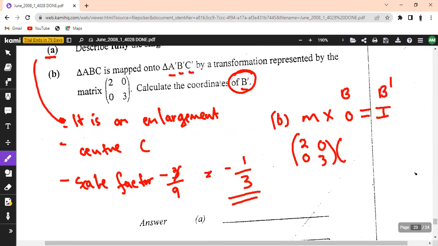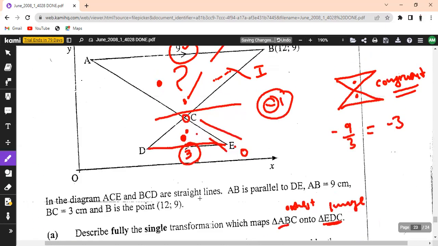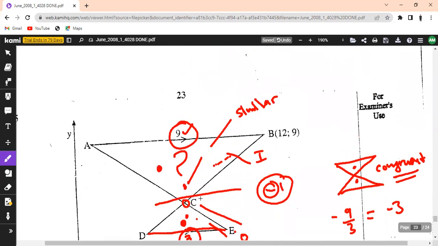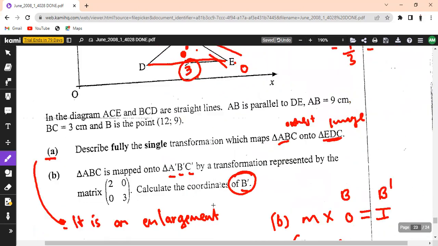So where is your B? Let's cross-check on our diagram. Our B is there. We are given the coordinates here at B. B is what? It is 12, 9. So we are going to multiply that.